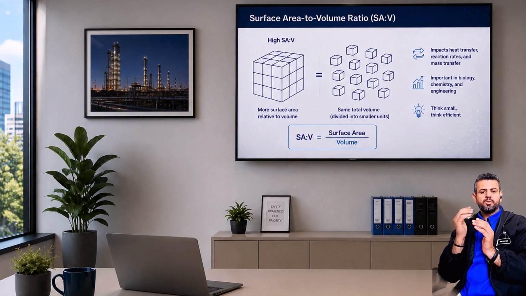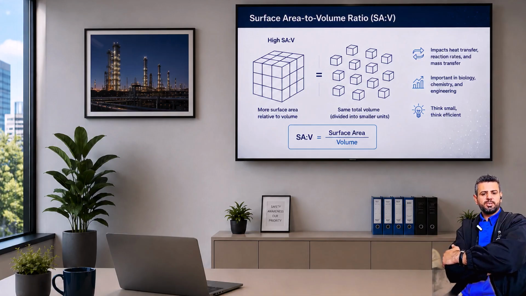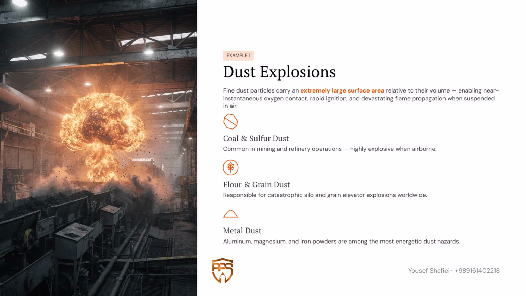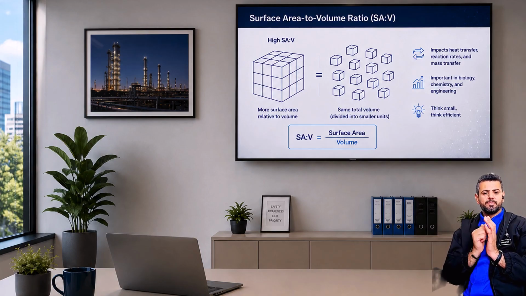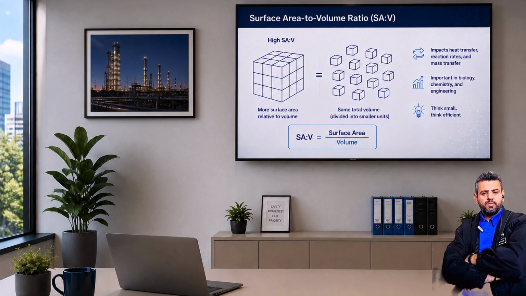Now let's move to one of the most dangerous industrial examples: dust explosion. This is extremely important in refineries and industrial plants. Examples include sulfur dust, flour dust, metal dust, and others. Fine dust particles have extremely large surface area compared to their volume. That means excellent oxygen contact, rapid ignition, very fast flame propagation, and the result can be devastating. A suspended dust cloud can create a powerful explosion.